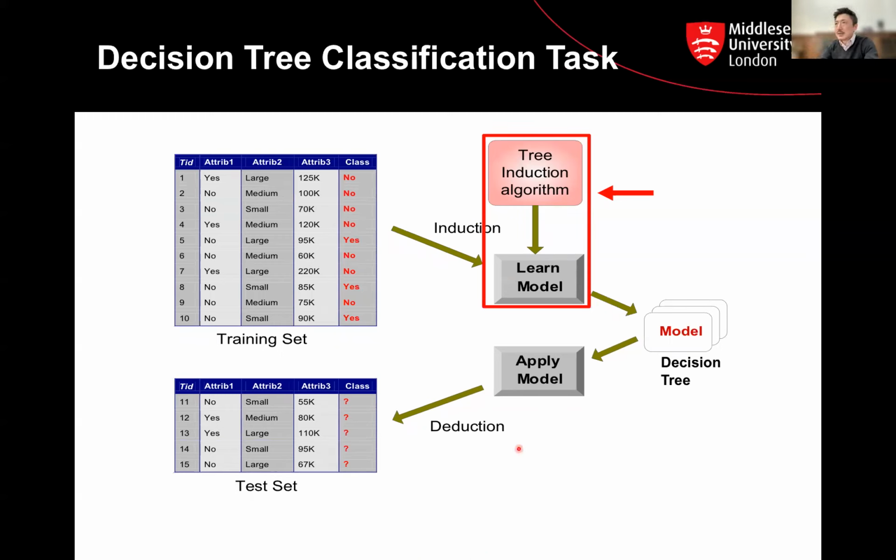And here, the particular method we used is the decision tree algorithm. It can be other algorithms like a neural network, which will give you a different model, but the process is exactly the same.